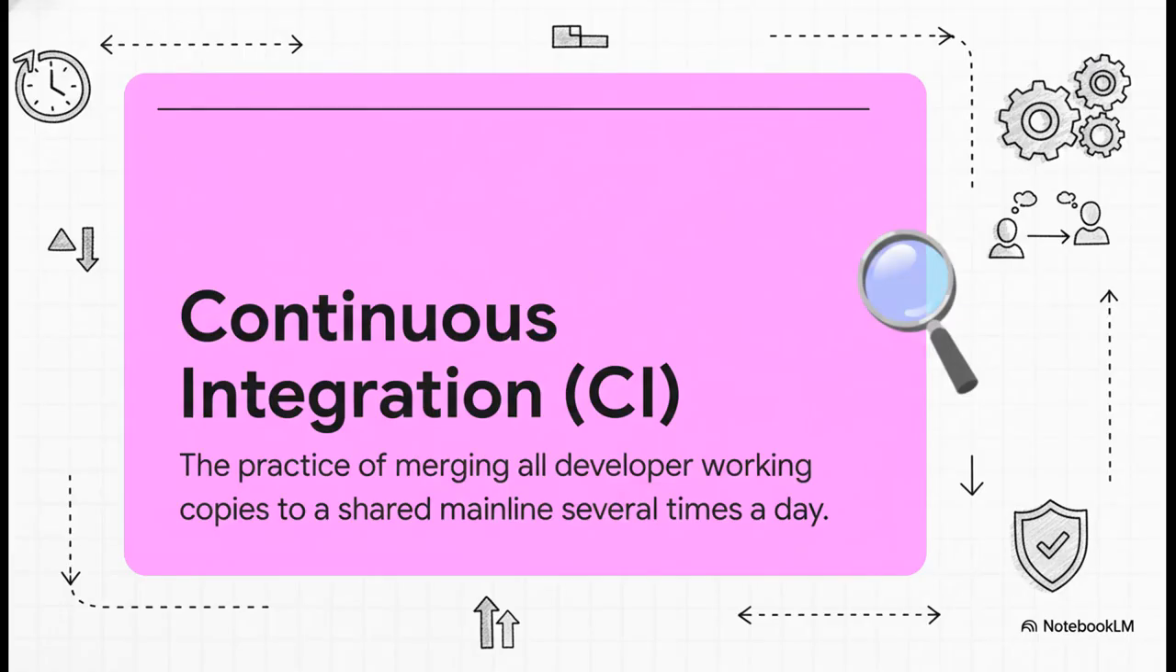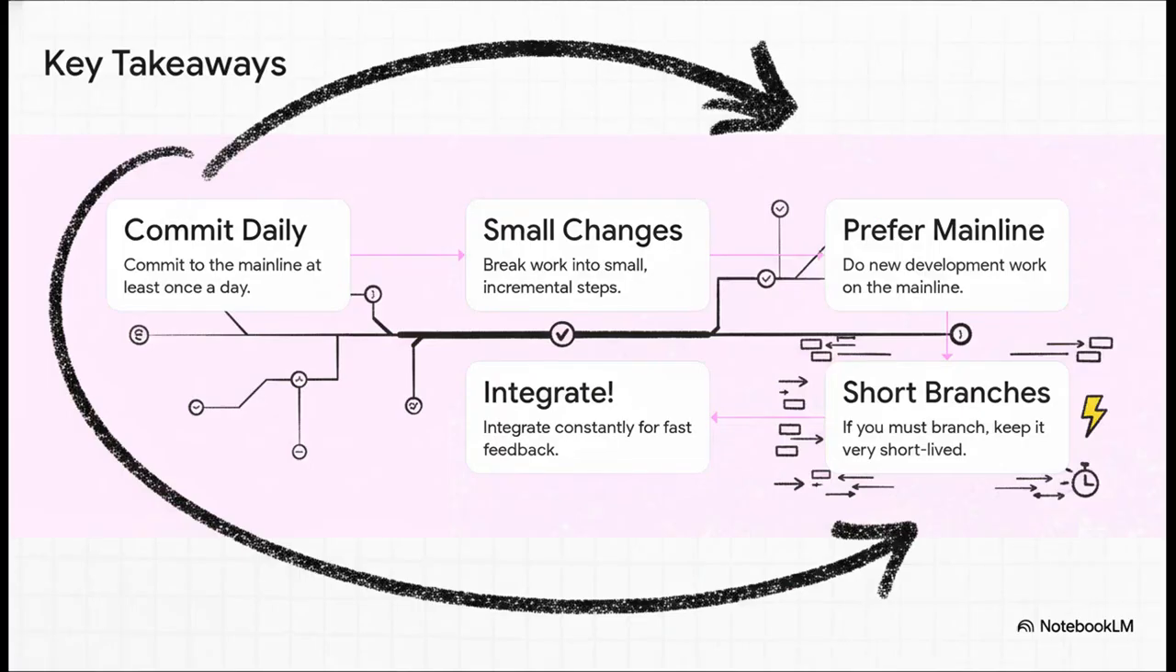The antidote to this problem, the ultimate weapon against merge hell, is a practice called continuous integration, or CI. So what is it? It's the simple but incredibly powerful practice of having every single person on the team merge their work into the shared mainline frequently. And I don't mean once a week, I mean multiple times a day. By integrating constantly and in tiny, manageable pieces, you get instant feedback on the health of the codebase. It keeps the code from ever drifting too far apart and ensures that any integration issues are found and fixed the moment they happen.